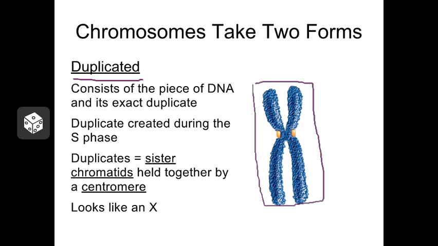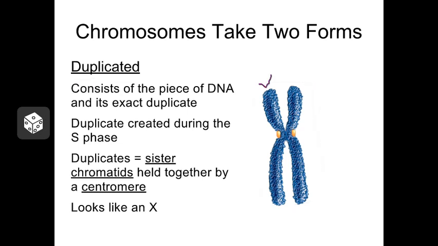Now think about what happened during the S phase. During the S phase, the cell copies all of its DNA. That's when DNA replication happens. So each of the chromosomes gets copied. What this form represents is a piece of DNA and its exact duplicate, its identical twin.